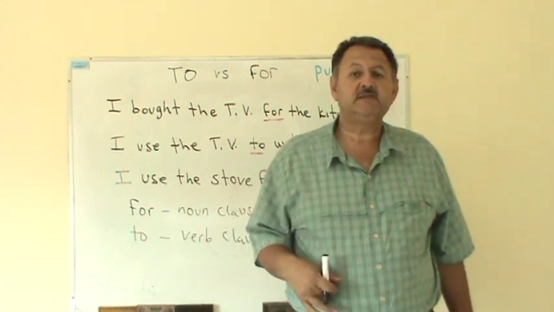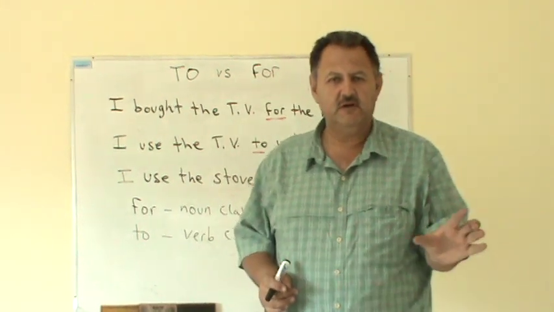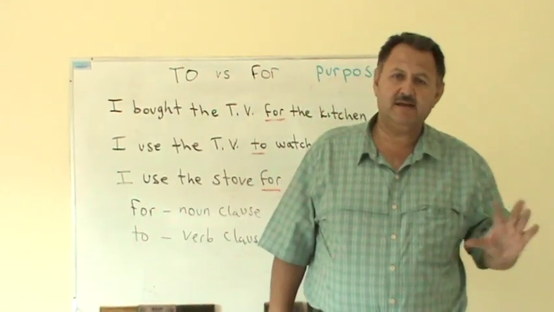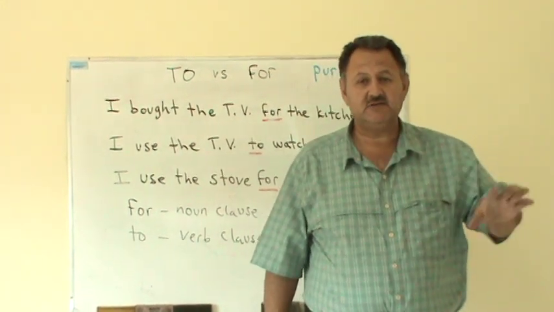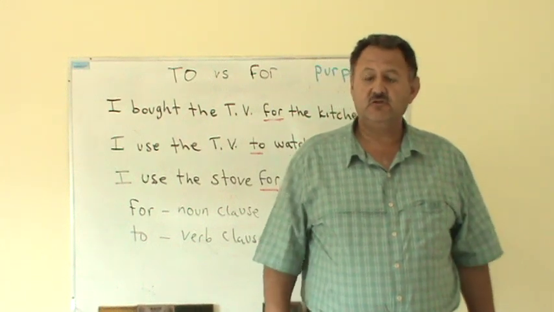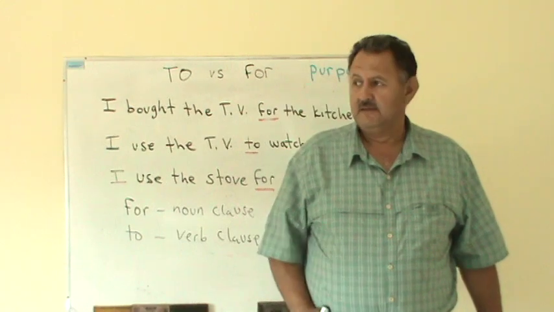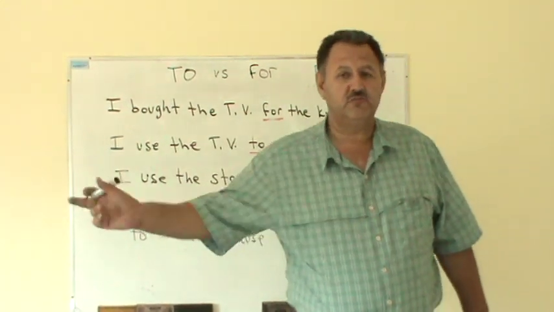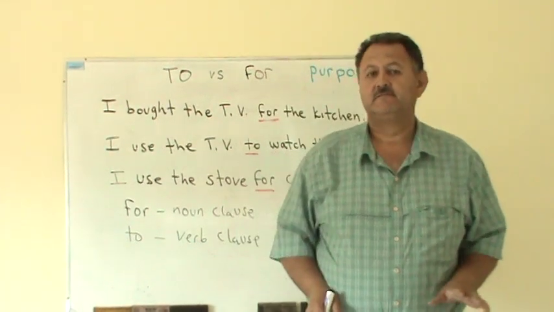They want to express purpose, so they know the word for "for" in English is "para" in Spanish, and "para" is used to express purpose in Spanish. So they'll say "for": I bought the car for go to work. This is a very common mistake.